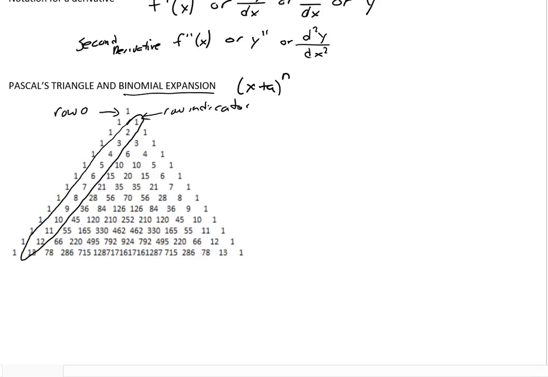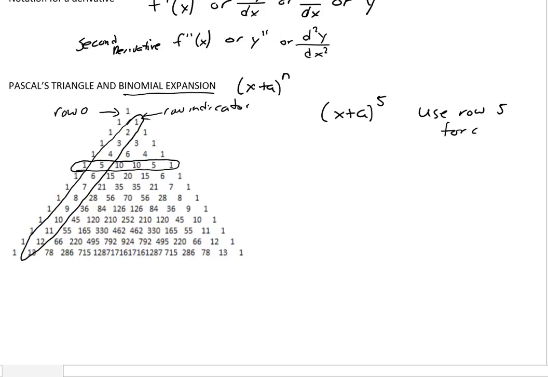So just for example, let's say we want to do x plus a to the 5th power. So we use row 5. And row 5 would be right here. Here's row 5. And those are our coefficients. Okay. So I'm going to have 1, 5, 10, 10, 5, and 1. And now I start with the first one here. It'd be x to the 5th.